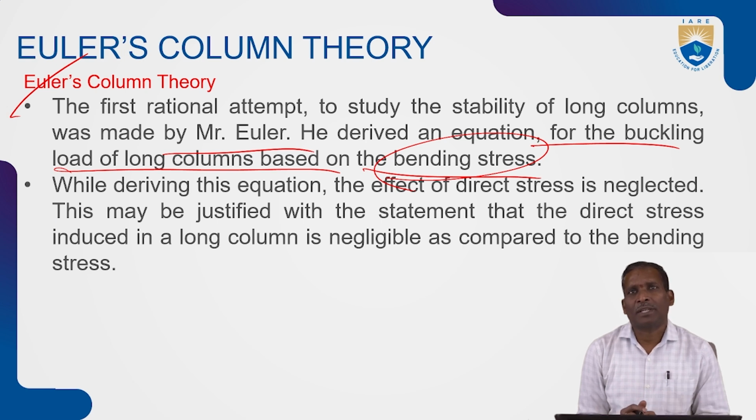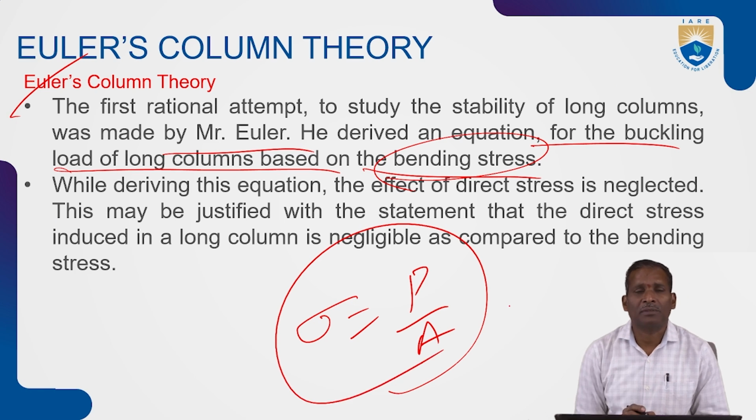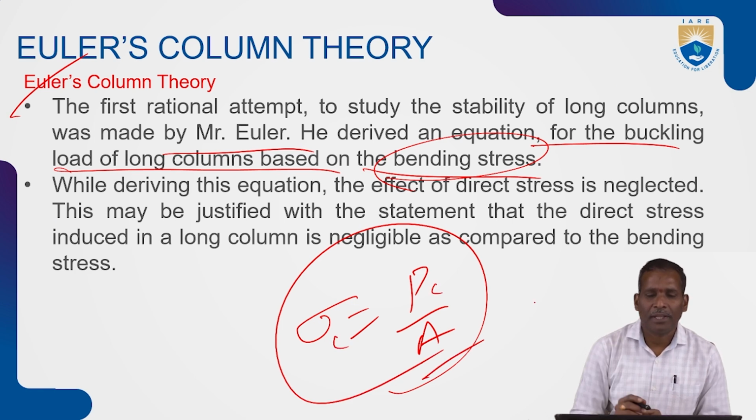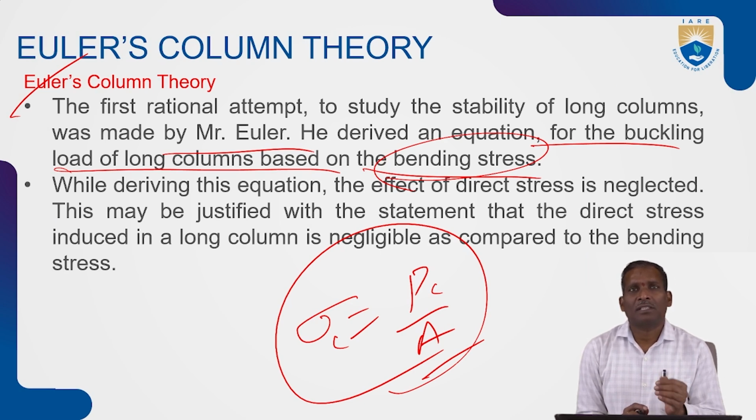While deriving this equation, the effect of direct stress is neglected. Direct stress you can calculate using the relation of compressive load and cross-sectional area. But this may be justified in the statement that the direct stress induced in a long column is negligible as compared to the bending stress. So in deriving Euler's equation, we will not consider this direct stress.